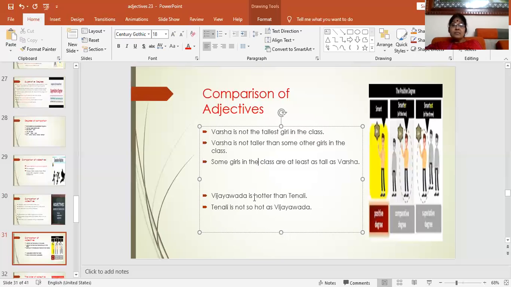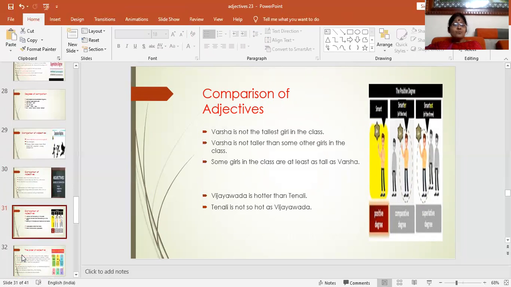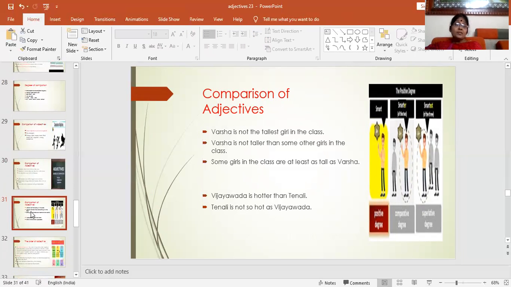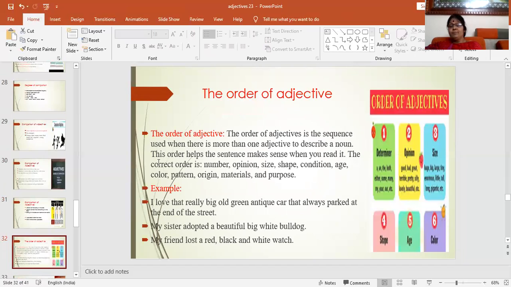Now, there are certain things you should remember. When we do anything in comparative, that can only be converted into positive degree. We cannot change it into superlative degree. For example, Vijayawada is hotter than Tenali. Tenali is not so hot as Vijayawada in positive degree. When we do it with 2, we cannot have superlative because superlative is more than 2, right? So these are our degrees of comparison.